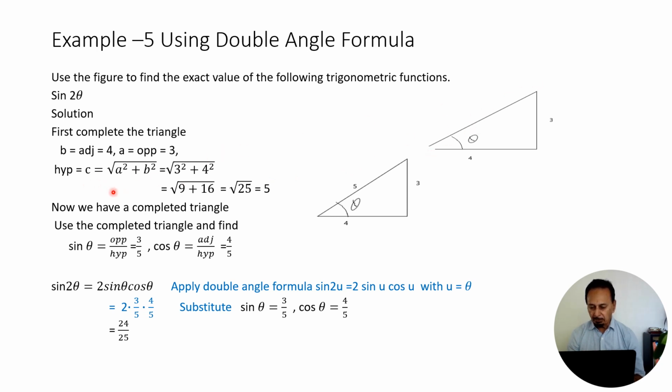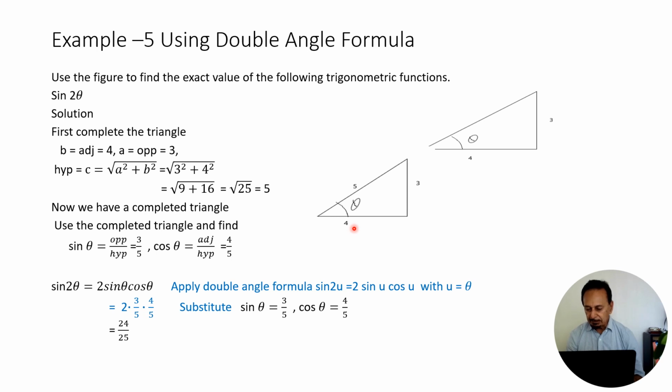From the Pythagorean theorem, C is equal to the square root of A squared plus B squared. Now we substitute: A is 3 and B is 4, so this becomes the square root of 3 squared plus 4 squared. Now 3 squared is 9, 4 squared is 16, so we have the square root of 9 plus 16, which is the square root of 25, and the square root of 25 is 5. Now we have a completed triangle.